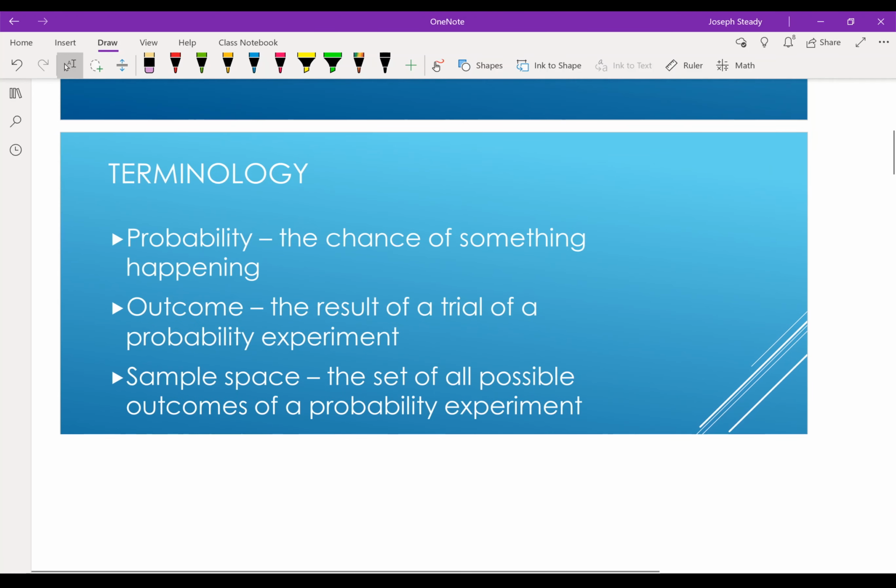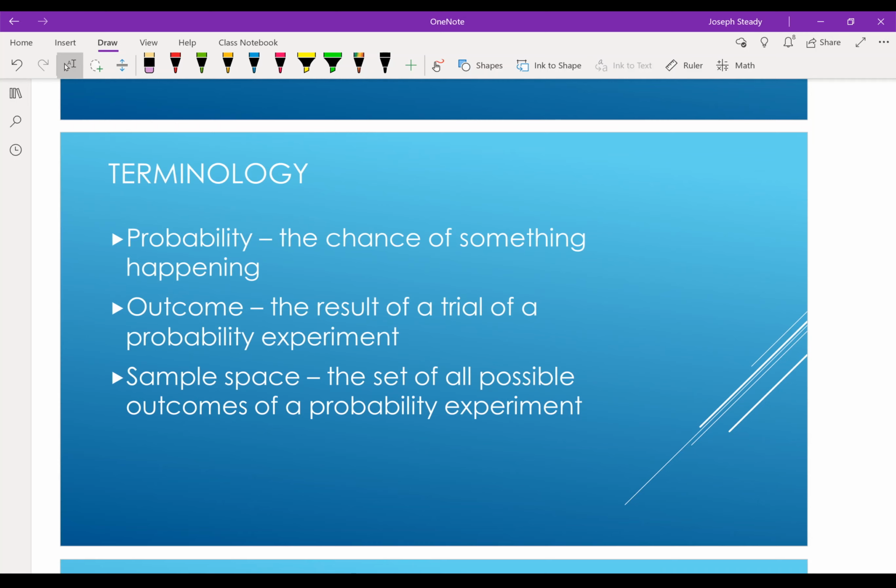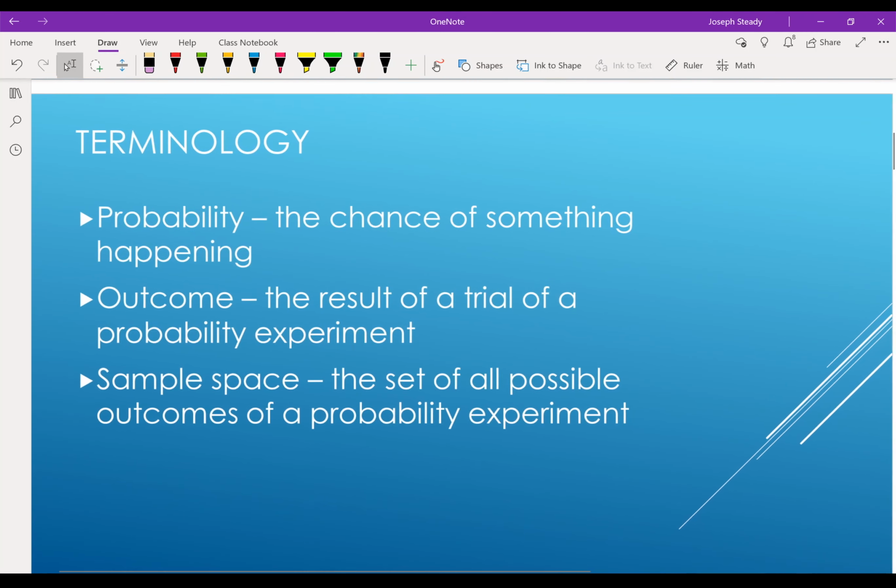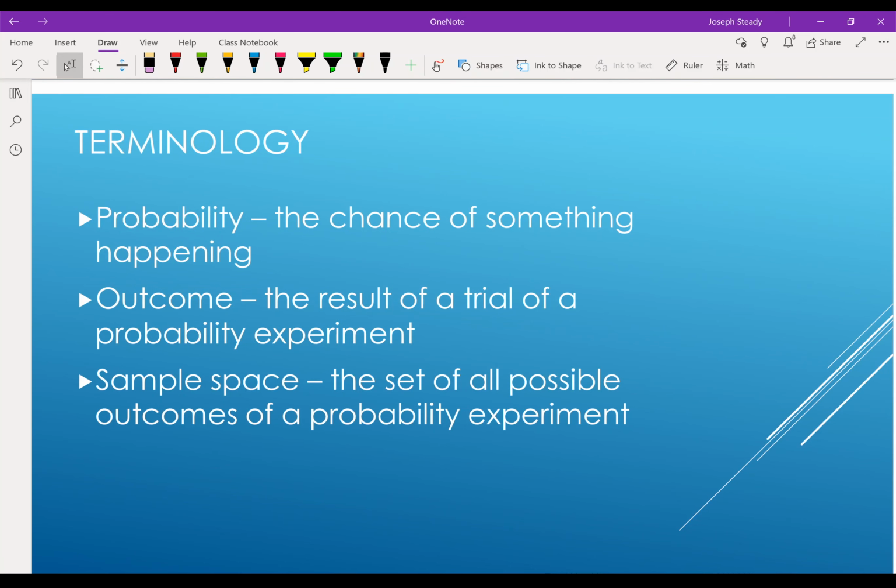So, what's some vocab we want to be familiar with? These are a few words that are going to come up all the time in this unit. The first one, the big one, probability, which we can simply define as the chances of something happening. So if the probability is really high, then something is really likely. If probability is really low, then something is really unlikely.